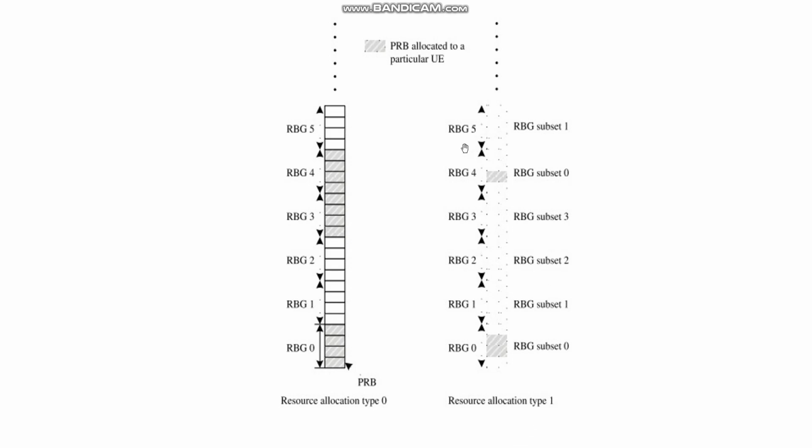So this method requires, first thing, 3 fields. One is to indicate the resource block group number, whether 0th or 1, 2, 3. Next is, what is the subset number?